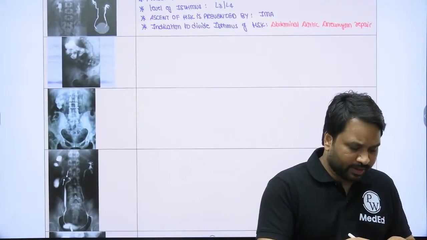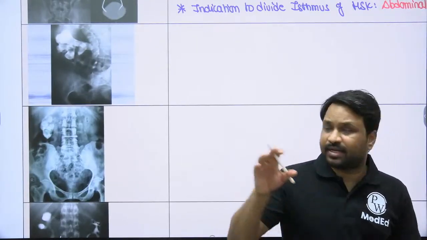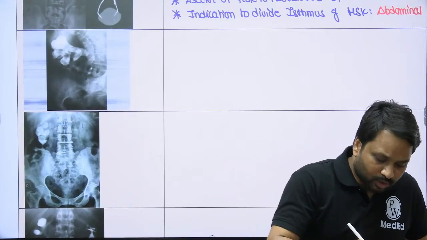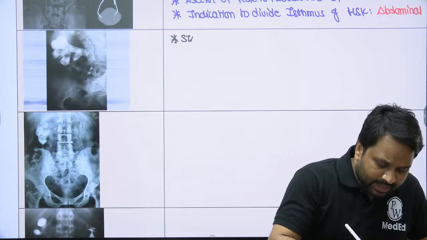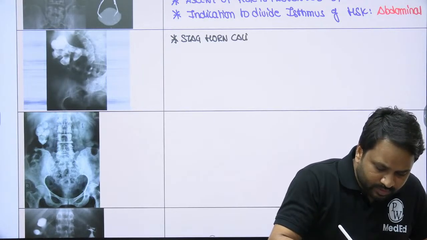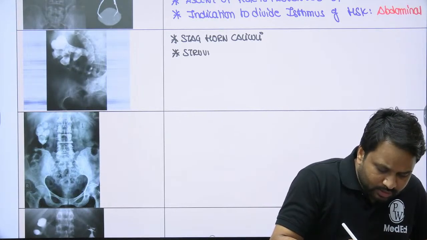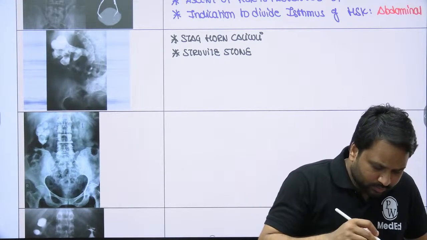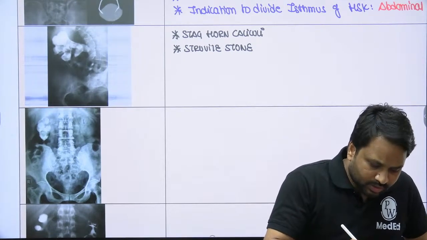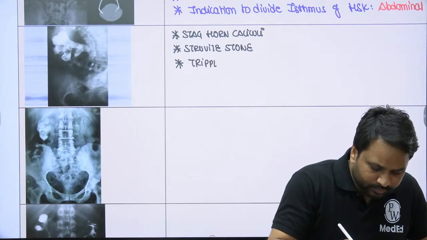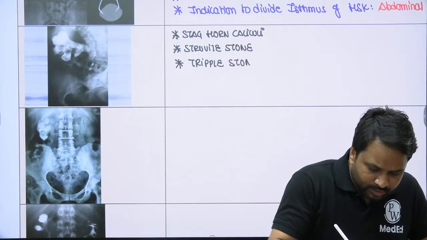That's the only indication to divide the isthmus of the horseshoe kidney. The second one, you can see there is a calcification which is taking the entire shape of the pelvicalyceal system, and this is what we call the staghorn calculi. This staghorn calculus is also called the struvite stone, also called the triple stone.